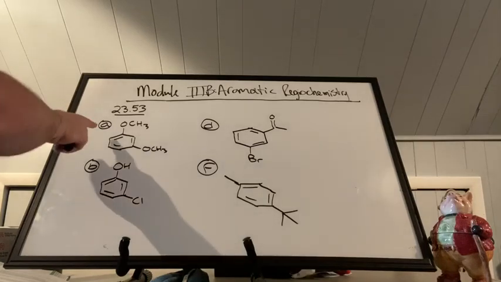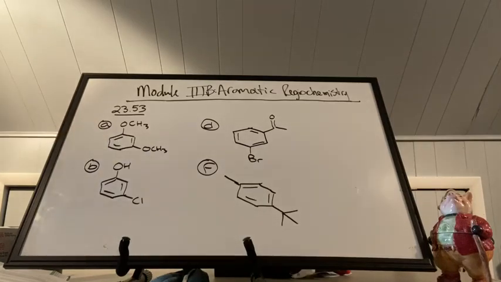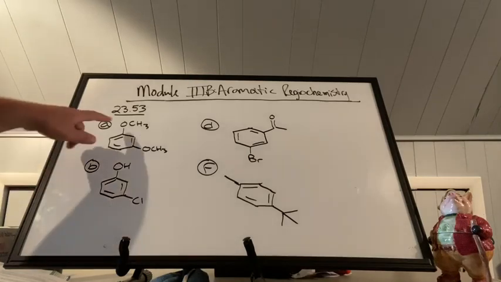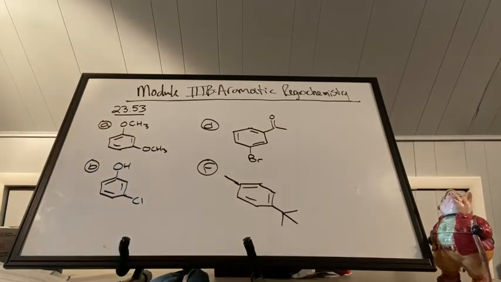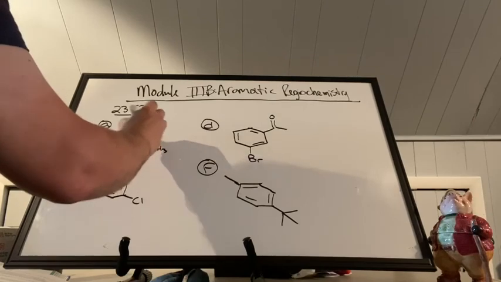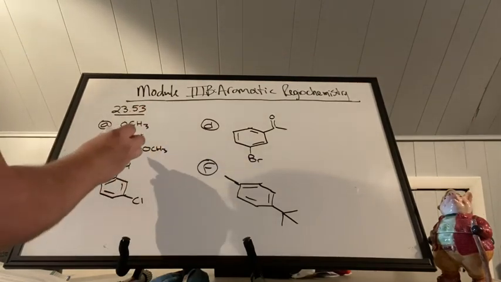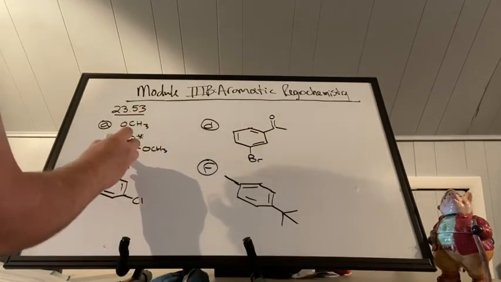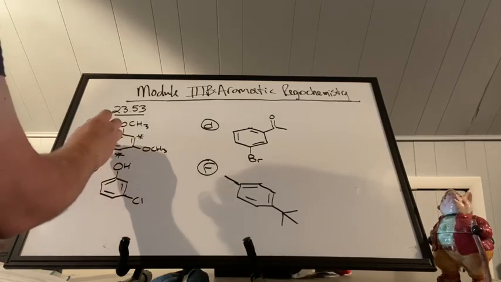Okay, so 23.53 on the bottom of page 190. You have a meta-disubstituted benzene ring with two OCH3 groups. Remember, those are both activating, so they're going to be ortho-para directing. So they're doubly activating here, doubly activating here, and then doubly activating here.